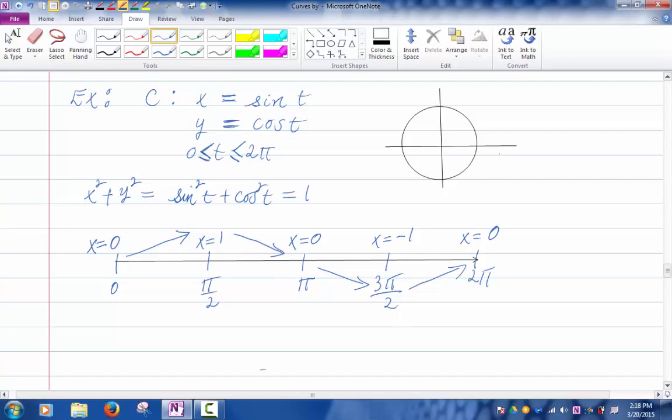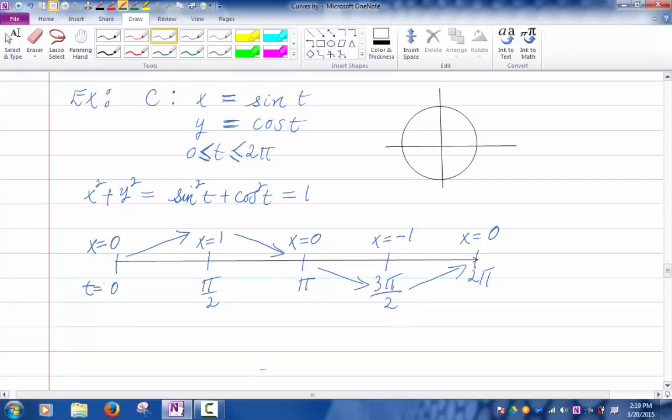Let's look at t equals 0. Let's think of this as the position of a moving object. At time 0, what's the position of the object? So at time 0, what is x? At t equals 0, what is x? So notice that when t is 0, x would be 0. And what would be the y value when t is 0? When t is 0, what is y?